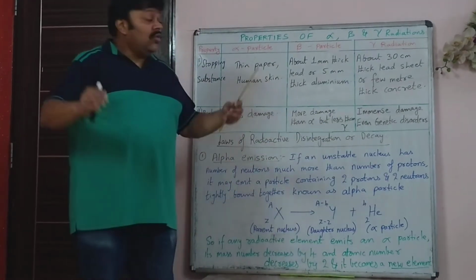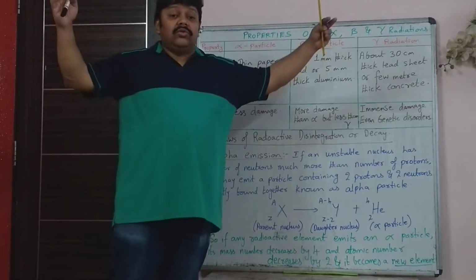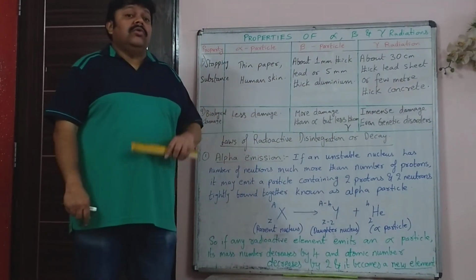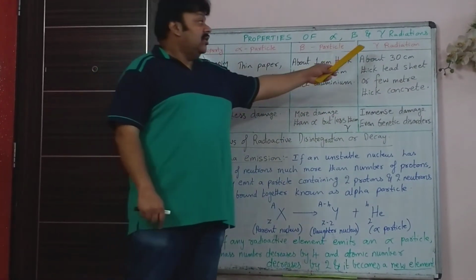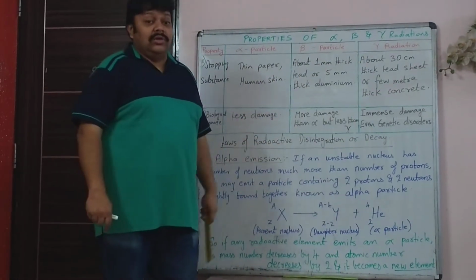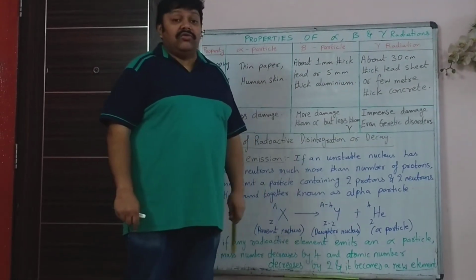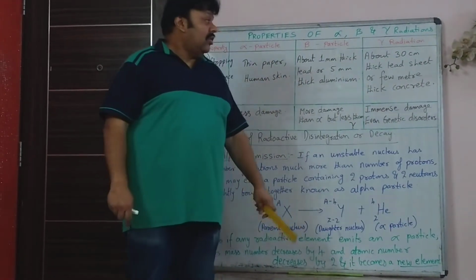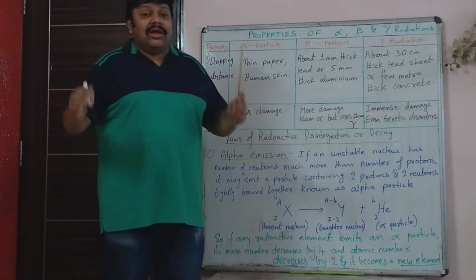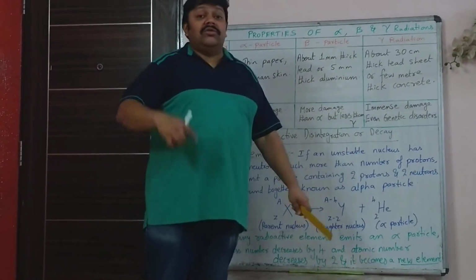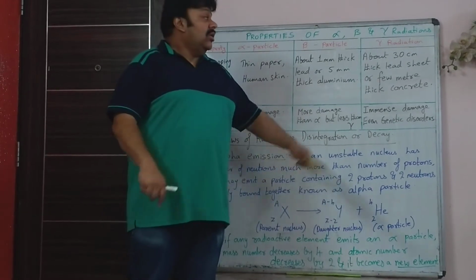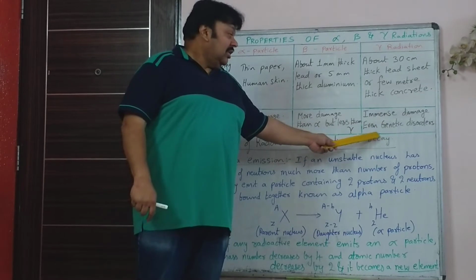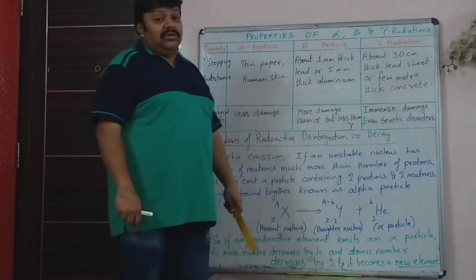Or it should be a few meters thick concrete; huge concrete slabs are used for the reactor walls in a nuclear power station. The reason is that gamma radiations can penetrate and come out, and they are very high energetic radiations. So you require a 30 centimeter thick lead sheet and a few meter thick concrete slabs to prevent gamma radiations from escaping to the atmosphere. Because if they escape to the atmosphere, they cause immense damage. They can even cause genetic disorders.